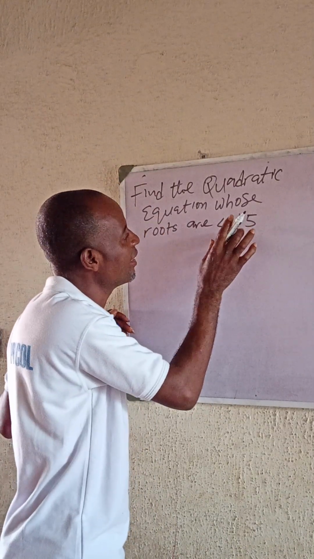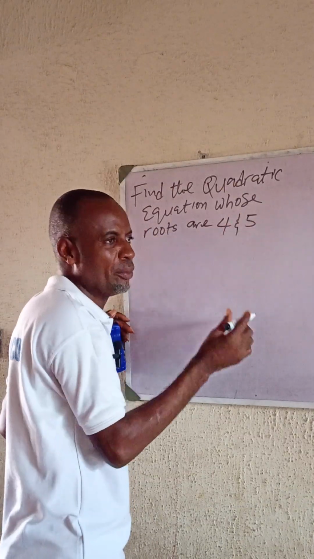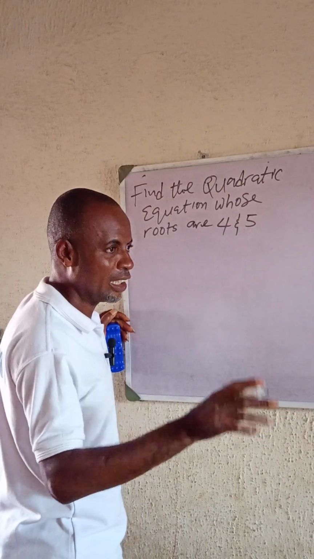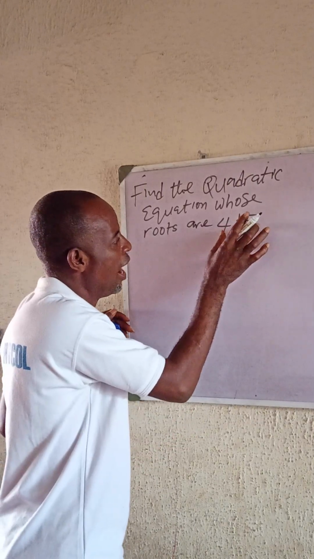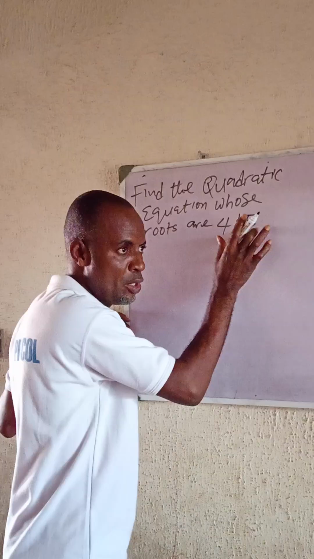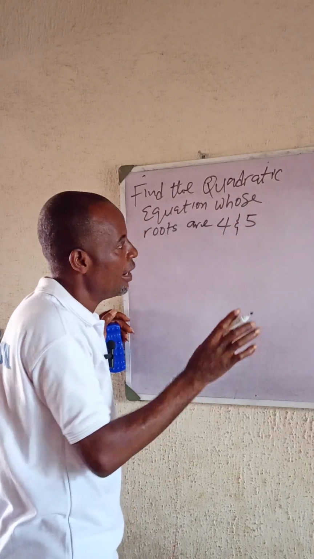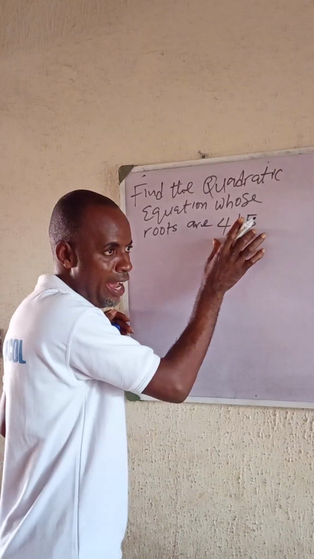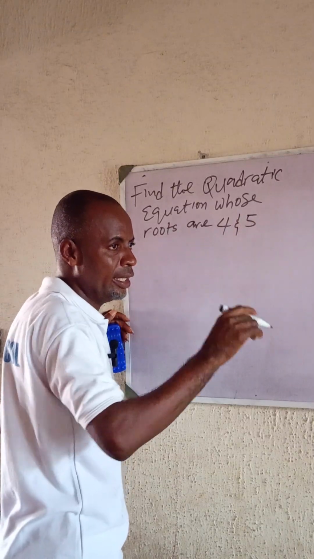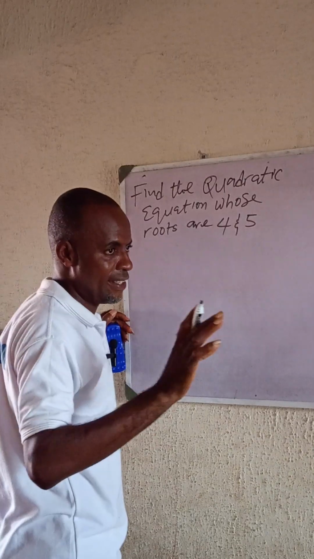The examiner gave you the answers, that is the roots, and asked you now to look for the quadratic equation that has 4 and 5 as a possible value of x. That is the answer. So don't be scared. I will take you through step by step how to go about it, and you'll be able to find out the quadratic equation that has 4 and 5 as the answer.